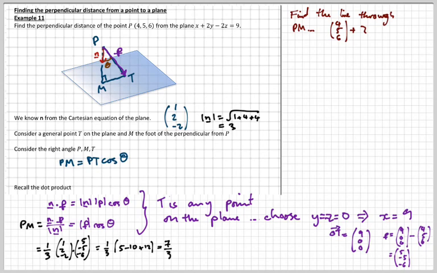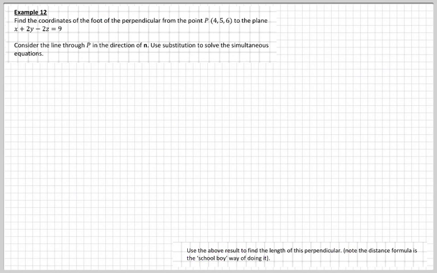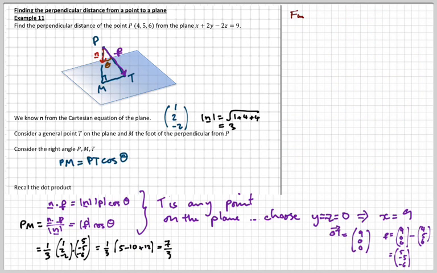Okay, so to do this, I just had a look at the question again. It's actually find the coordinates of the foot of the perpendicular from the point P to the plane. So that is coded in this diagram as finding the coordinates of M. So to do that, we're going to find the line through PM. Okay, so that's what we've written here.